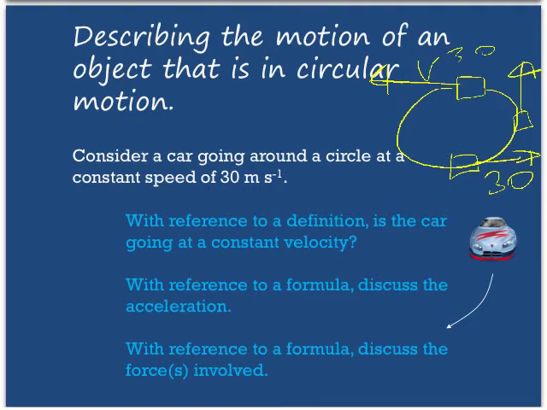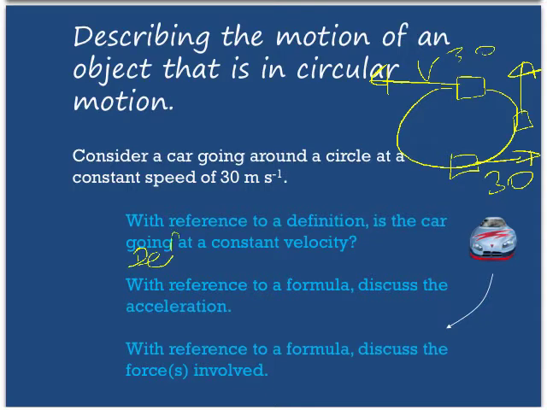Now, with reference to a definition, is the car going at a constant velocity? Well, the definition of velocity is change of displacement over time. So displacement depends on direction. Okay, so it's a vector, depends on direction. So because the magnitude is staying the same, but the direction is changing, it must be undergoing some sort of change in velocity.